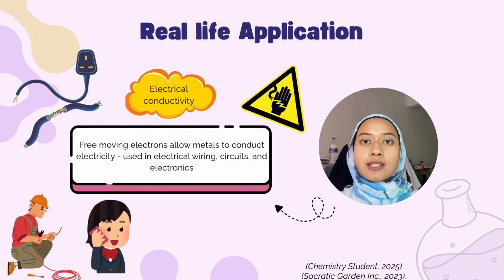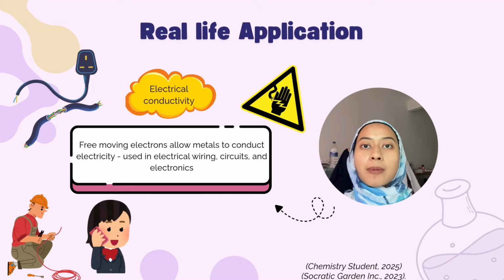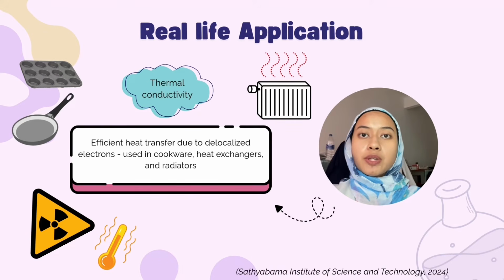One key application is electrical conductivity, because the electrons can move easily. Metals such as copper, silver, and aluminum efficiently conduct electricity, making them ideal materials for electrical wiring, power transmission, cables, and electronic devices. Metallic bonding also explains why metals are good conductors of heat.